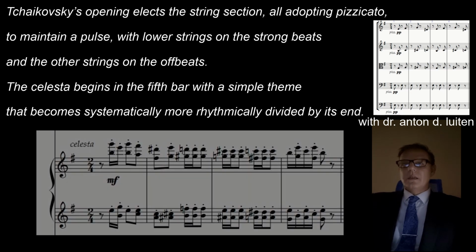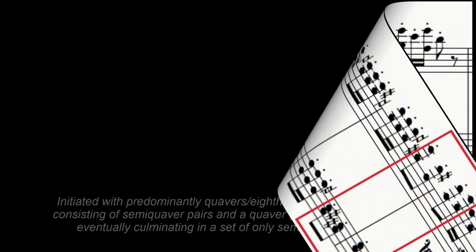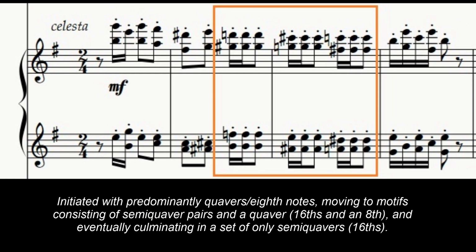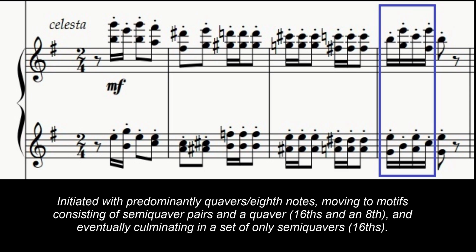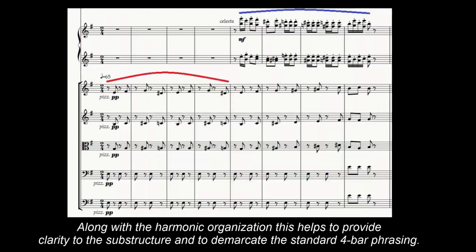The celesta begins in the fifth bar with a simple theme that becomes systematically more rhythmically divided by its end. Initiated with predominantly quavers, eighth notes, moving to motives consisting of semi-quaver pairs and a quaver, sixteenths and an eighth, and eventually culminating in a set of only semiquavers, sixteenths. Along with the harmonic organization, this helps to provide clarity to the substructure and to demarcate the standard 4-bar phrasing.